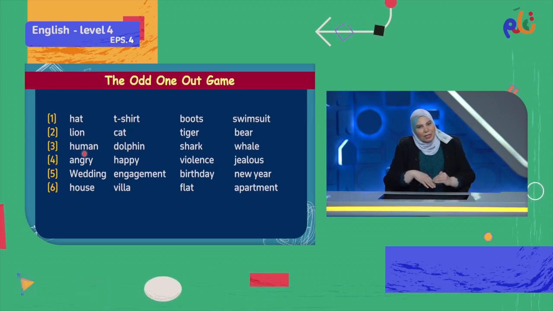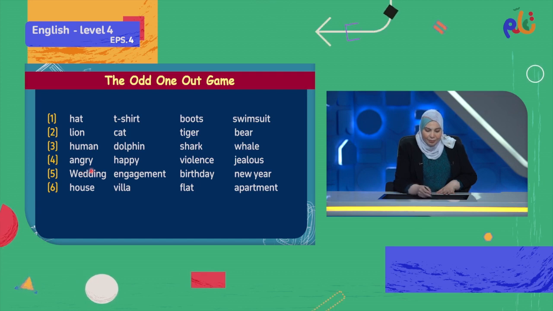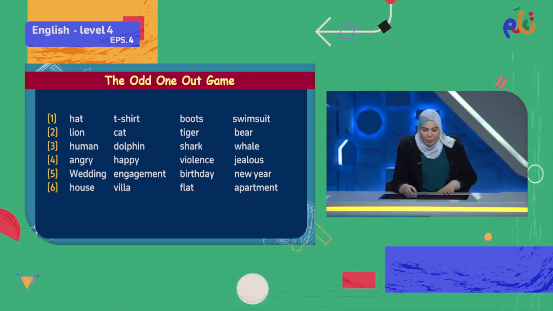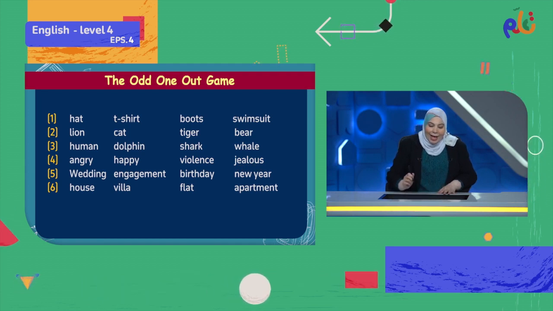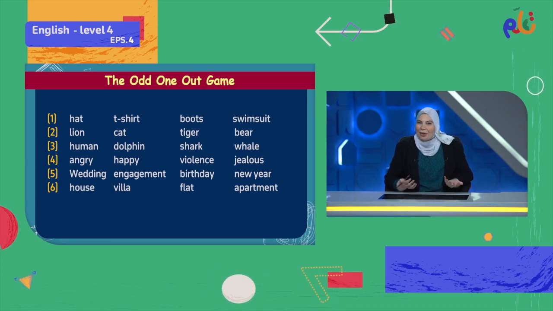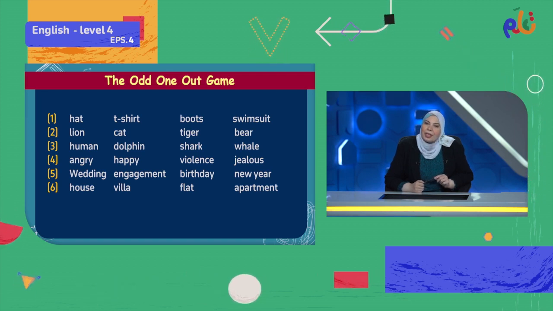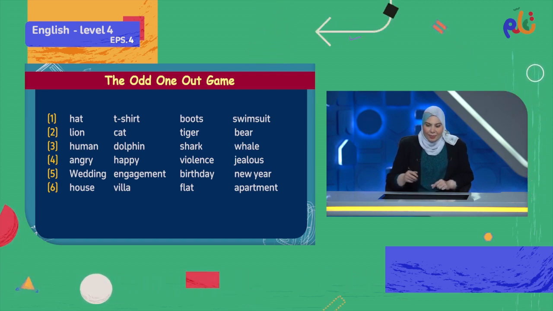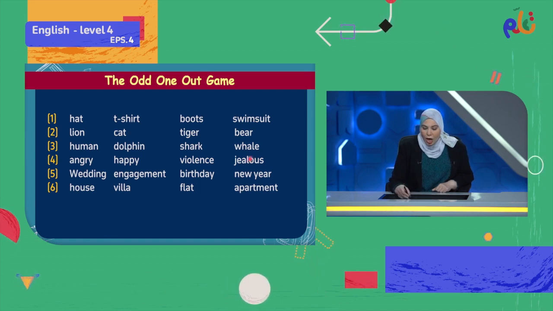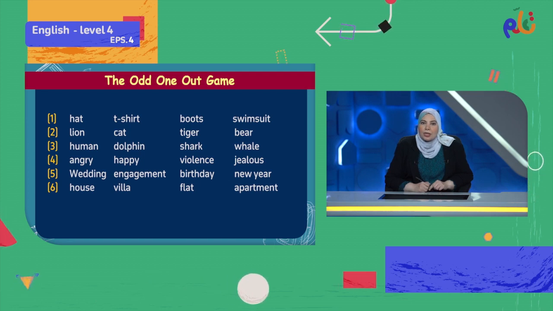Okay, let's move to the next one. Number 5. We have wedding, engagement, birthday, and New Year. And in here, we will have only one clear option, which is the right answer. Which one would you odd out? Wedding, engagement, birthday, or New Year? Yes, if I am going to odd out, I will odd New Year out. Why do you think New Year is the different word?